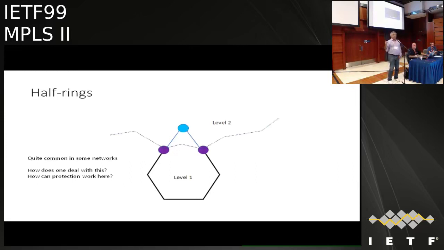So if you think of it as just what's happening in the non-backbone area, that's what you get. You can call this a horseshoe, as some people do. You can call it a half ring.